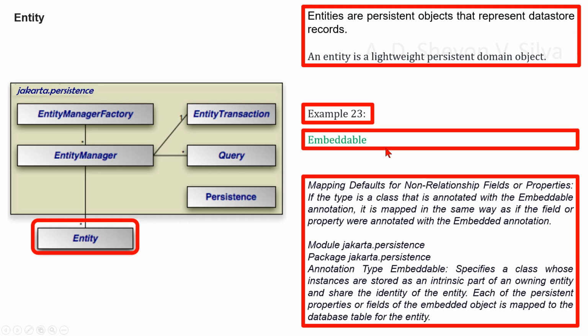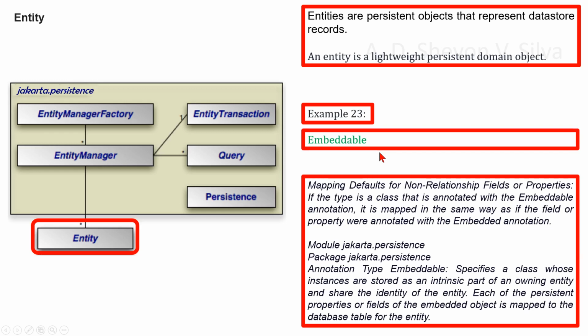Now we are considering mapping defaults for non-relationship fields or properties. If the type is a class that is annotated with the embeddable annotation, it is mapped in the same way as if the field or property were annotated with an embedded annotation. The annotation type Embeddable in package jakarta.persistence, in module jakarta.persistence, specifies a class whose instances are stored as an intrinsic part of the owning entity and share the identity of the entity.